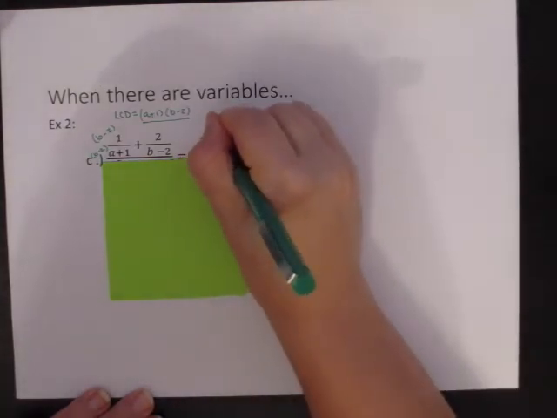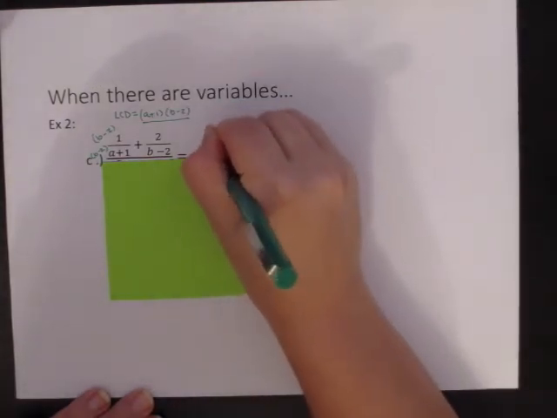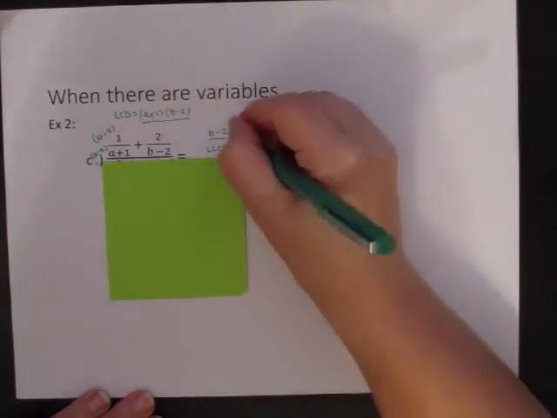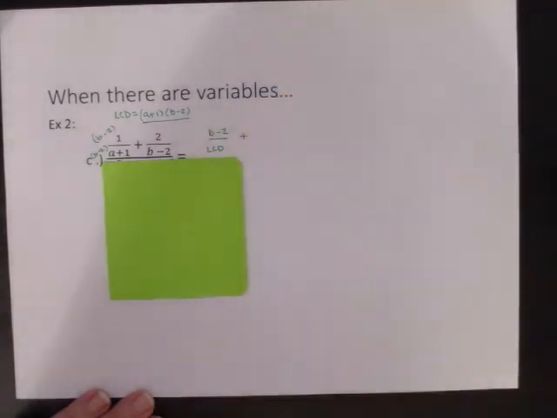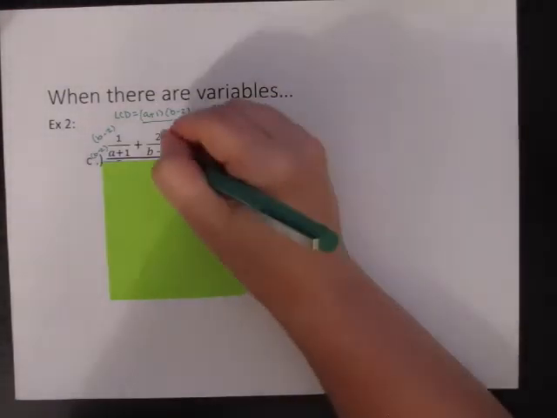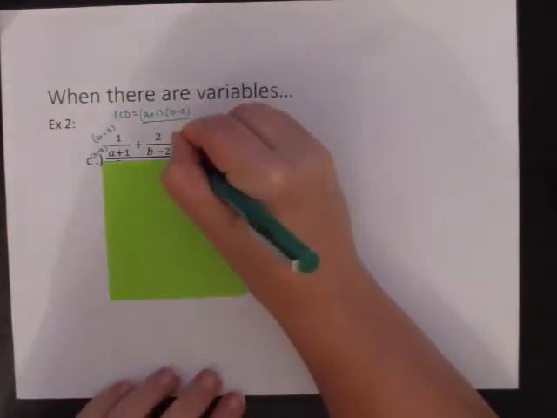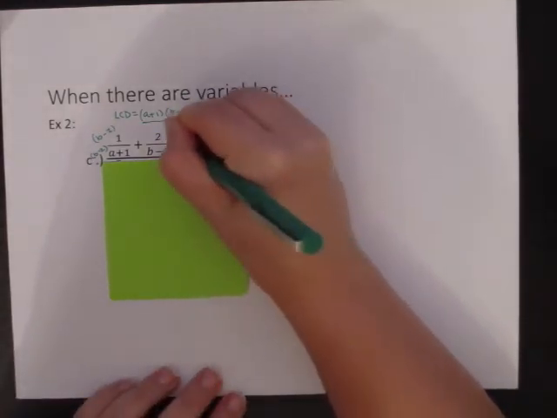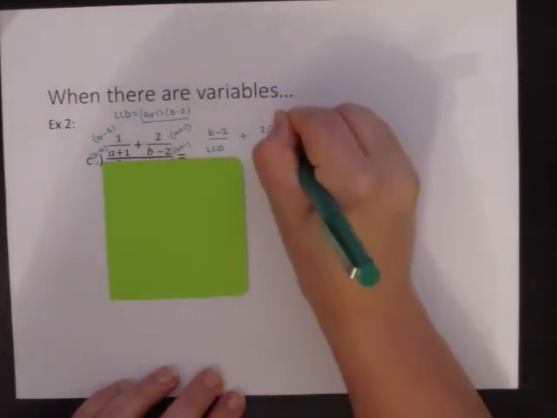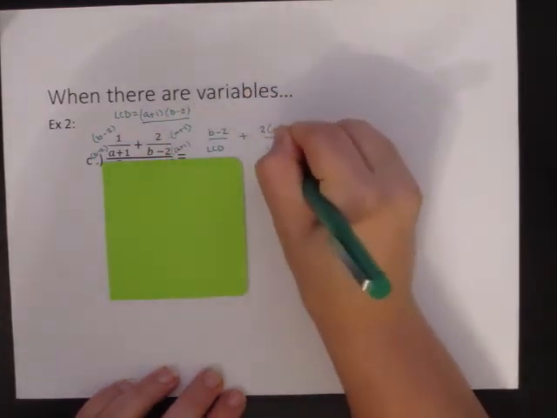So I've got b minus 2 over LCD plus. Now if you want to write that 1 there, then you could do parentheses and 1, but distributing a 1 is going to give it the exact same value. So now the b minus 2, what's missing from that is the a plus 1. What I do to the bottom, I have to do to the top. So I've got 2 times a plus 1 over LCD.